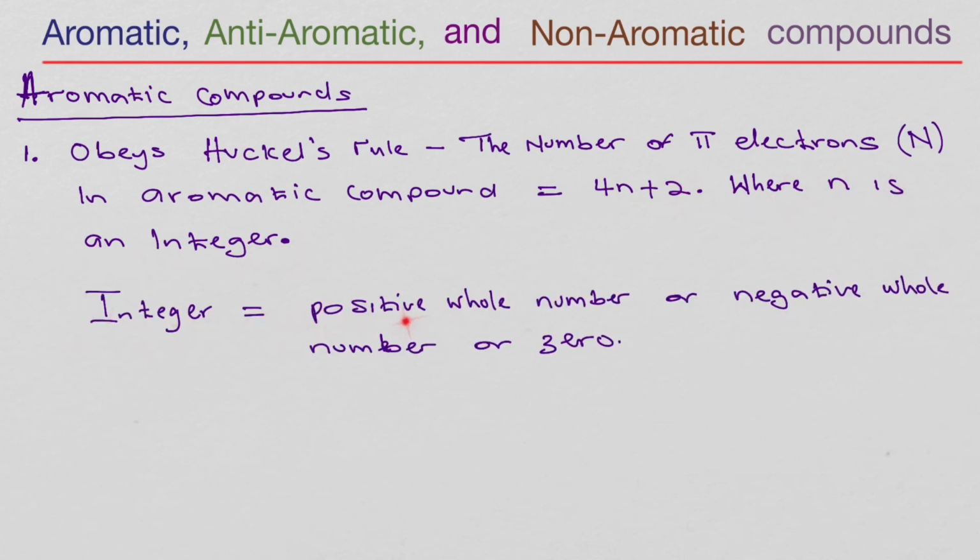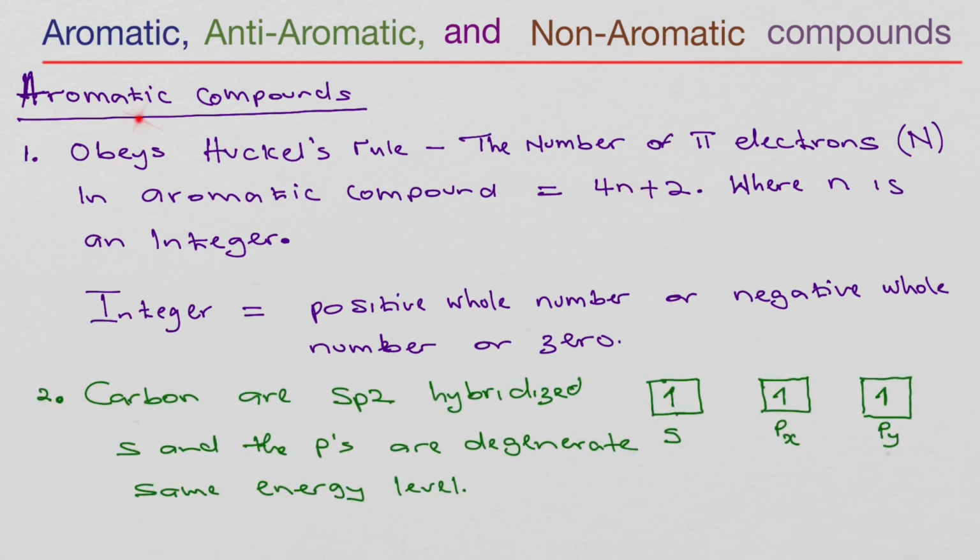An integer is a positive whole number, that's a plus number, or a negative whole number, that's a minus number, or 0. In this case, it is the positive whole numbers and 0 that matter here, where n can be 0, or n can be 1, 2, 3, 4, 5, and so on.